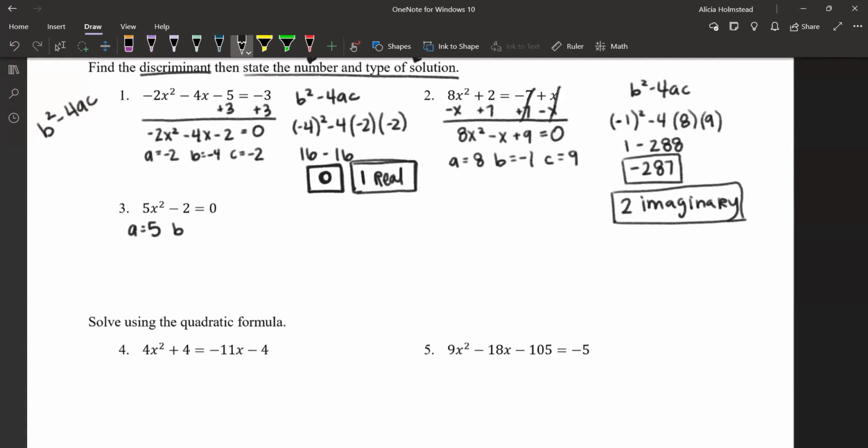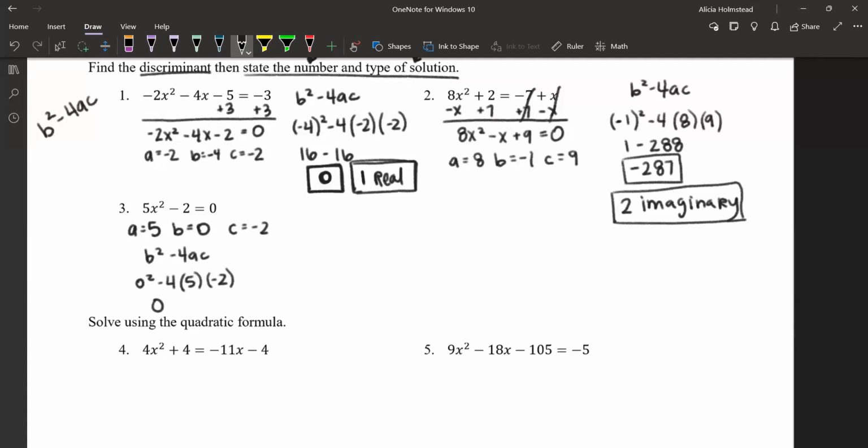B, we don't have any b, right? There's 0 x's, so that means that b is 0. So if there's a term that's not represented, it's just going to be equal to 0. And then c is going to be equal to -2. So now we can go ahead and plug that in to our discriminant formula. So b squared minus 4ac. B is 0. Minus 4 times a, which is 5, times c, which is -2.